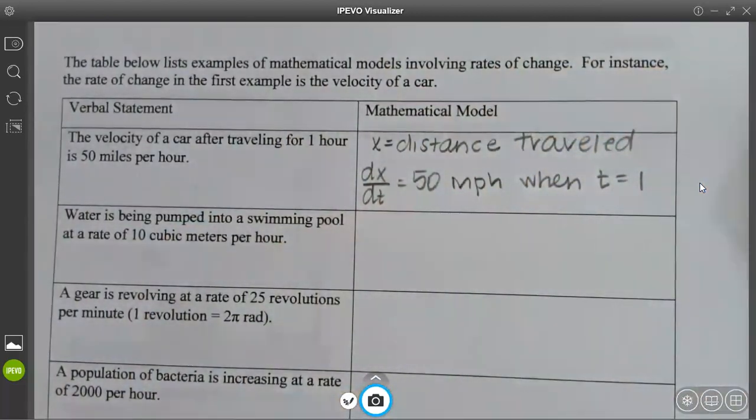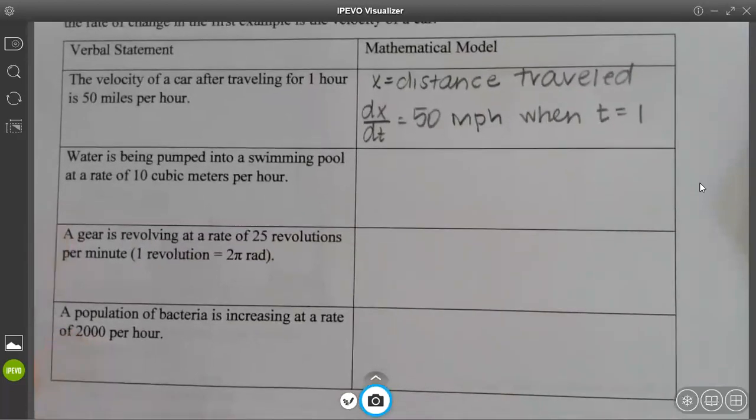When your time equals 1. Why? You want to find out the velocity after traveling for 1 hour? We have 50 miles per hour. What's the one thing that we don't know is how far we traveled. That's why X is your distance traveled. So what do we not know?